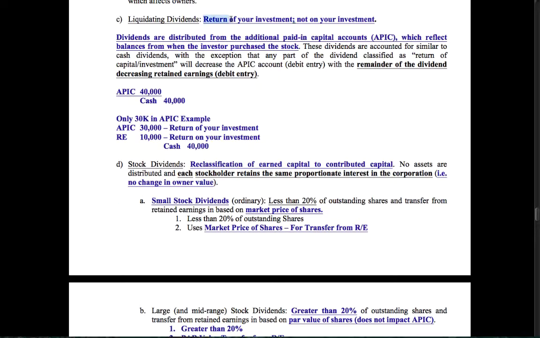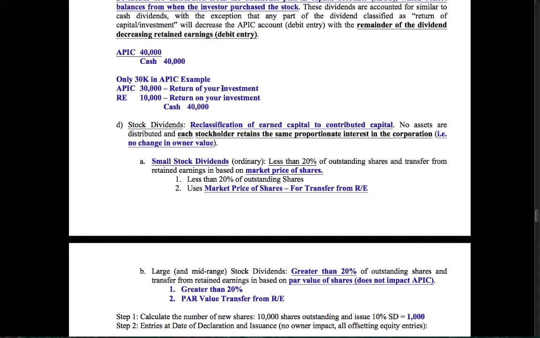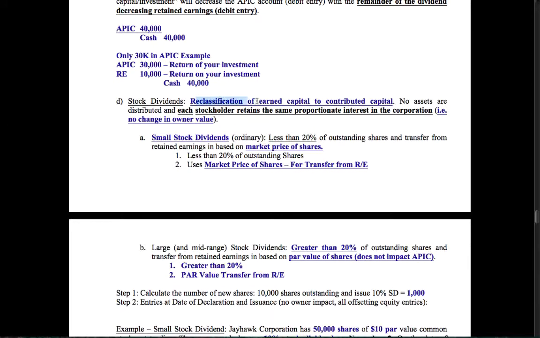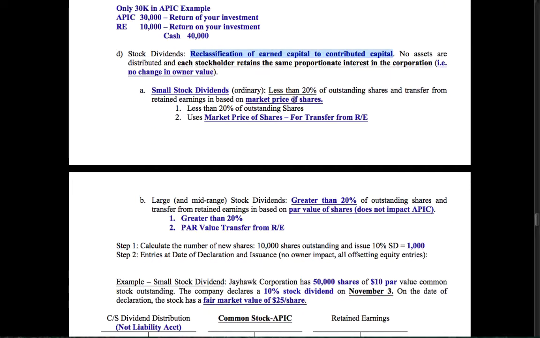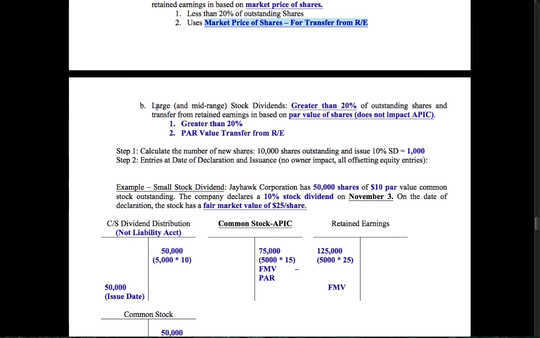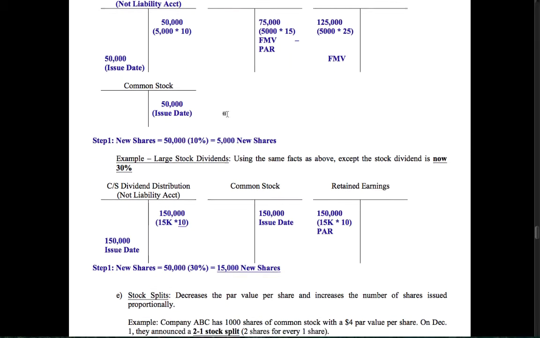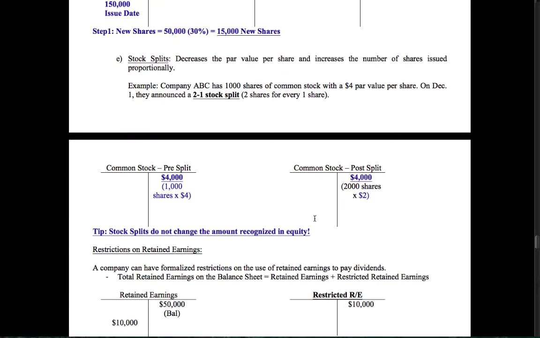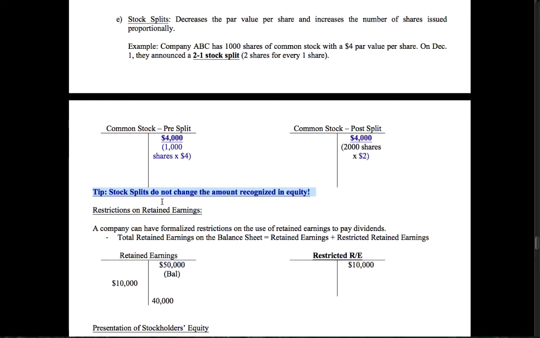Liquidating dividends are a return of your investment, not on your investment. Stock dividends are a reclassification of earned capital to contributed capital. Small stock dividends, the transfer from retained earnings is at market price or market value. The transfer for large stock dividends from retained earnings is par value. Stock splits do not change the amount recognized in equity. It's just merely a transfer in the number of shares and the par values allocated to those shares.